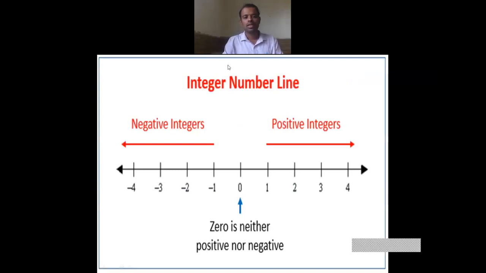Next, here we can see the integer number line. Here are the negative integers, and here are the positive integers. Zero is neither positive nor negative. Look here: from 1 to -1, there is equal distance from 0. From +2 to -2, 0, 1, 2, there is a gap of 2. Here also we get a gap of 2.